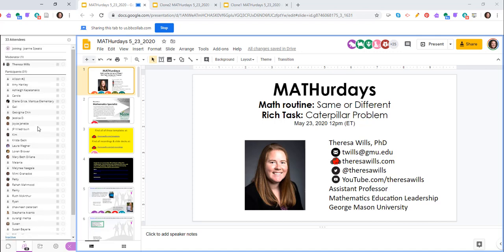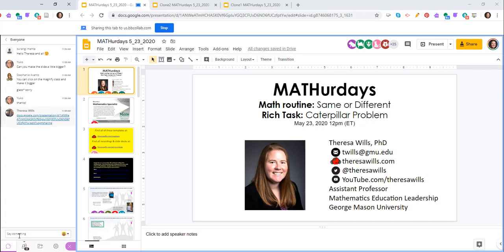I'm going to be using Google Slides for the remainder of the presentation, which means I'm going to turn off the slides in Collaborate. If you need to access Google Slides, make sure that you click this link here in the chat box.